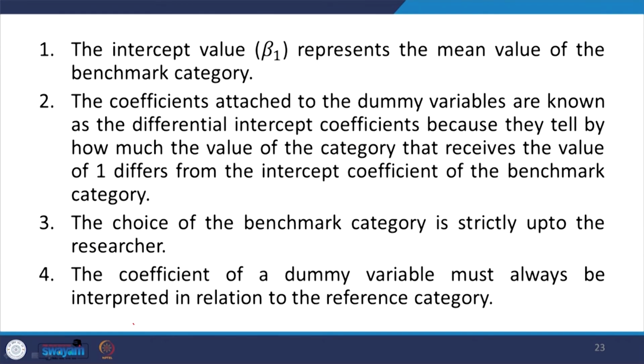Now, the intercept value represents the mean value of the benchmark category. The coefficients attached to the dummy variables are known as differential intercept coefficients, because they tell by how much the value of the category that received the value 1 differs from the intercept coefficient of the benchmark category. The choice of the benchmark category is strictly up to the researcher. We already mentioned that the coefficient of a dummy variable must always be interpreted in relation to the reference category.